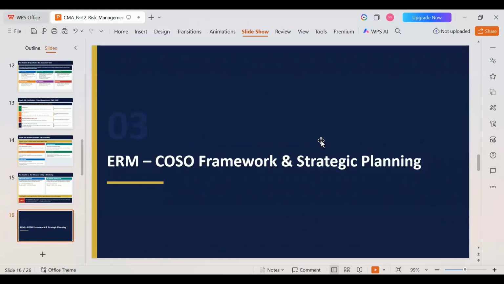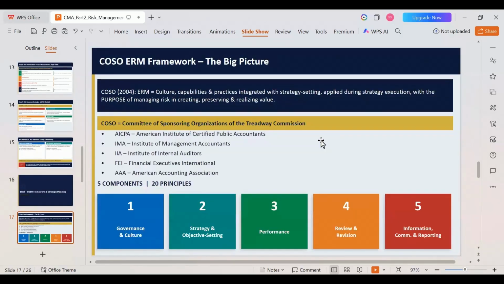So next up, we have enterprise risk management. So this is the COSO framework and strategic planning. So now let us look into ERM. Okay. So now, as I told you earlier, ERM is a very statistical approach to our risk management. Got it? So now this framework called COSO.